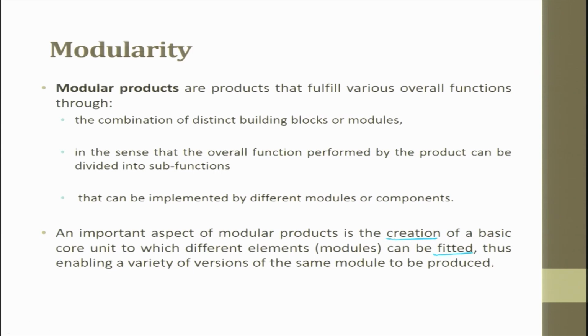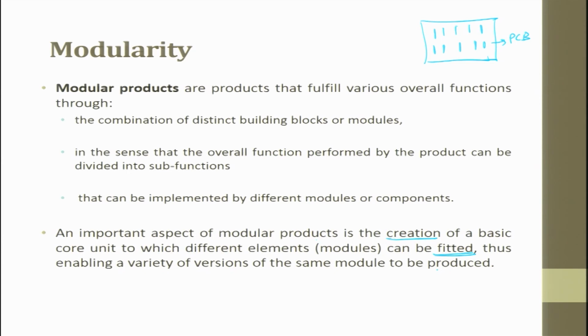elements can be fitted. For example, if you take a PCB, you can have transistor, resistor, diode, all these things. That is what they say. Modular product is the creation of a basic core unit to which different elements can be fastened or attached, like a PCB. You get a complete PCB in the market as a separate module and can be fitted, thus enabling a variety of versions of the same module to be produced.